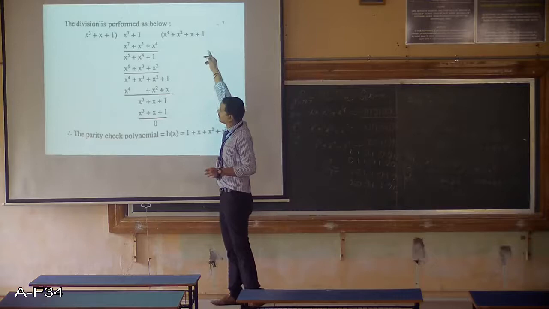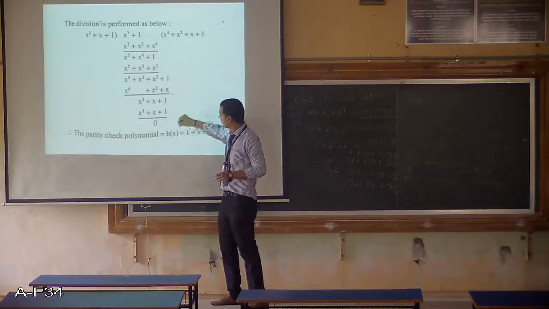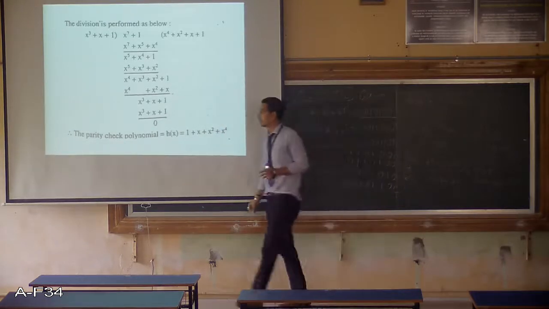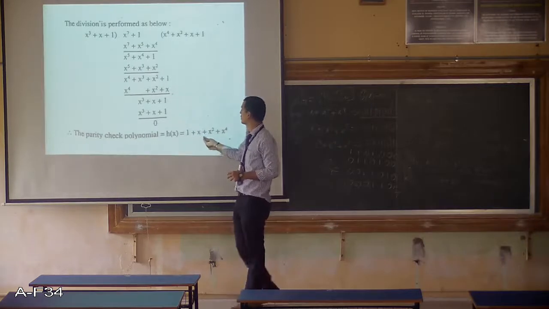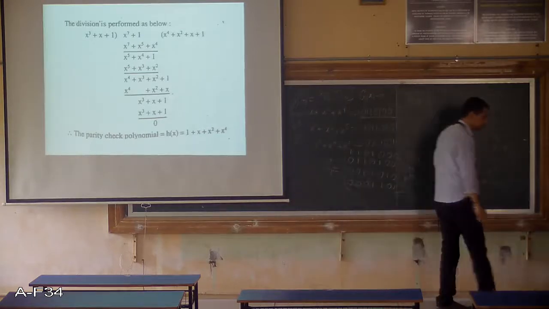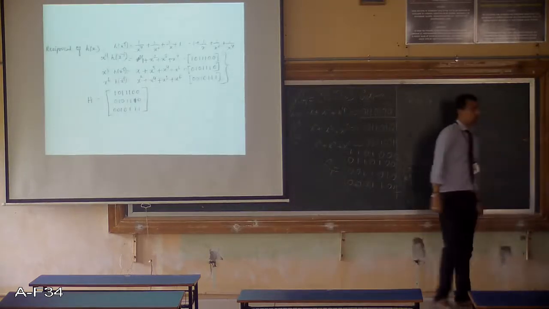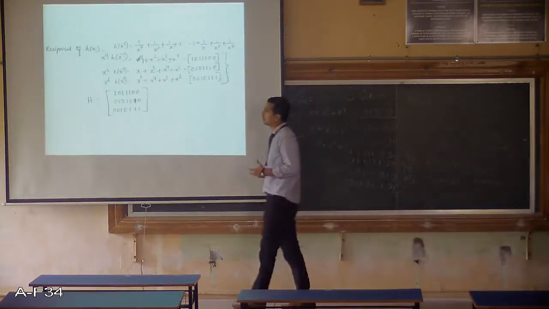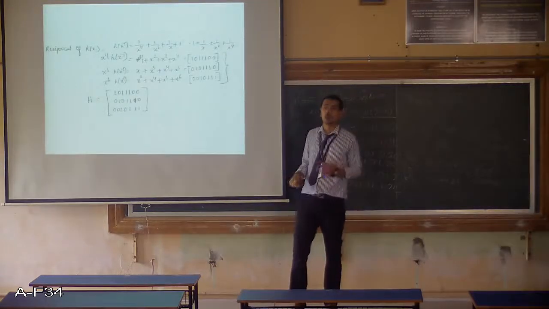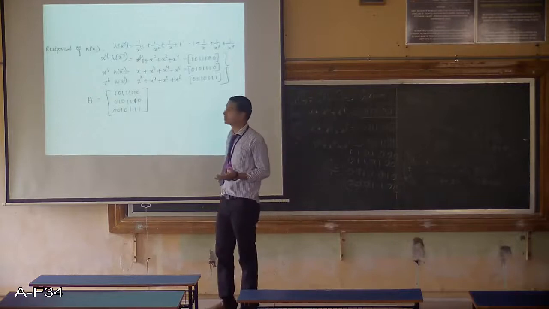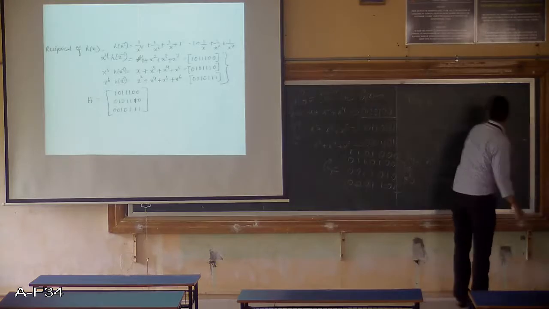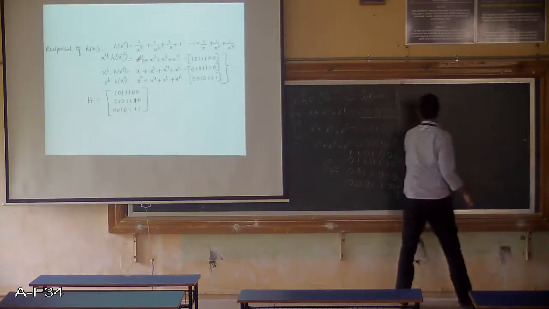Whatever I have, this quotient is h of x is equal to 1 plus x square plus x to the power 4. For the parity check polynomial, h of x is equal to 1 plus x square plus x to the power 4. In order to generate the polynomial parity check matrix H, I have to write the reciprocal of h of x. Now, what is this reciprocal of h of x? The reciprocal of h of x is nothing but h written in terms of its inverse.